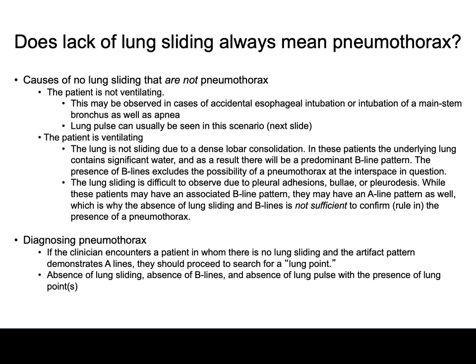To diagnose a pneumothorax, if you encounter a patient in whom there is no lung sliding and the artifact pattern demonstrates A-lines, you should proceed to search for a lung point, which will be discussed later in the presentation. The absence of lung sliding, the absence of B-lines, and the absence of lung pulse with the presence of a lung point confirms a pneumothorax.